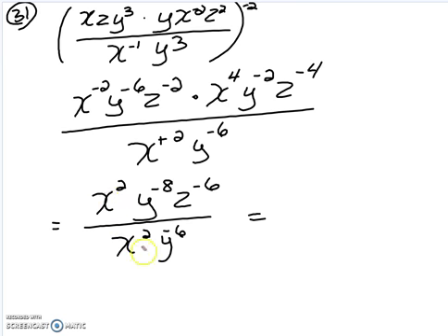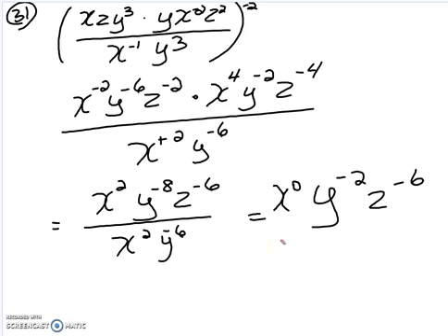So I'm going to now divide x squared divided by x. Well, keep my base, subtract my exponents. What's that give me? X to the 0. Whoa. Y to the -8 divided by y to the -6. I keep my base, which is y. -8 subtract -6 gives me y to the -2. And finally, z to the -6. Well, there's nothing left to divide the z by, so I'm just going to write down z to the -6.